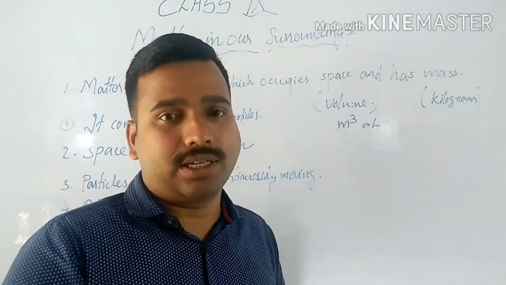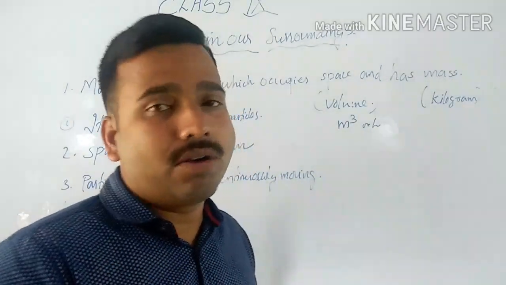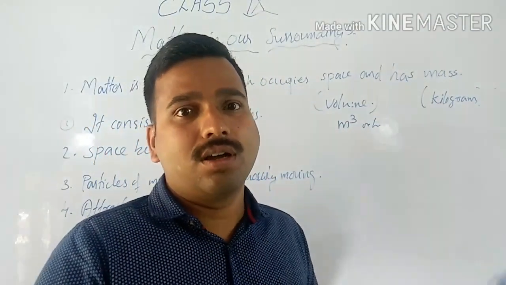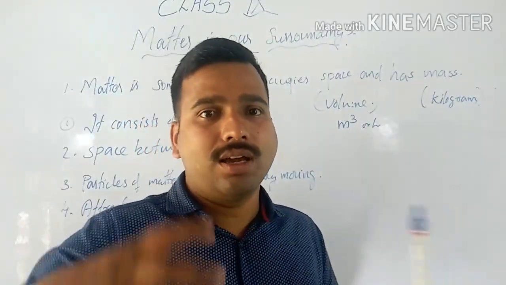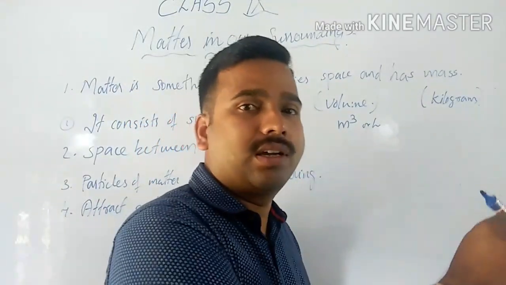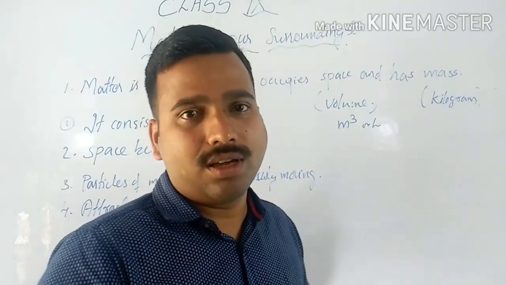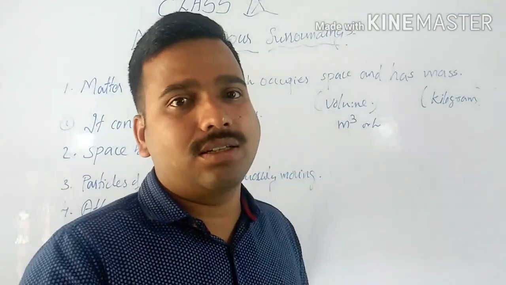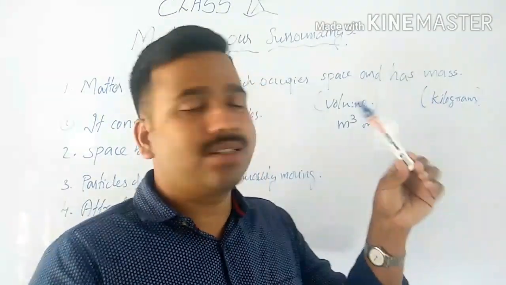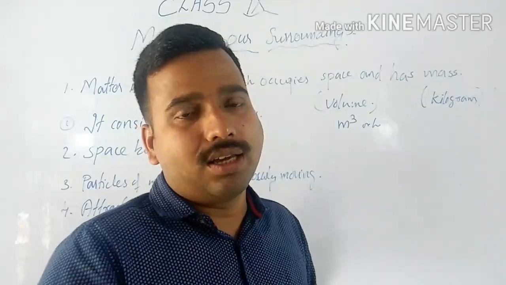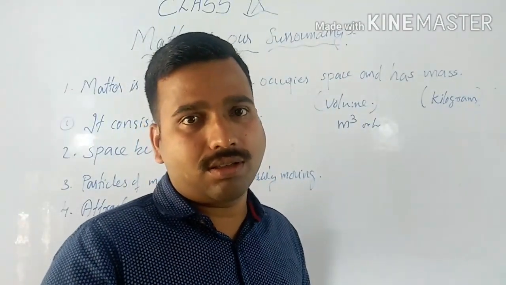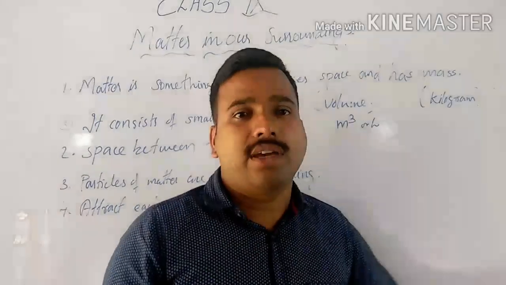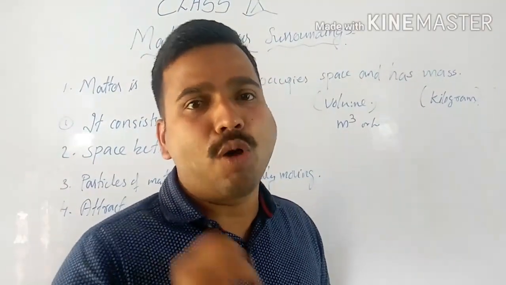So if you look around, you can see a lot of objects which have mass, and if you want to keep them somewhere, they require some space. So something which has mass as well as needs space to occupy, such substances are known as matter. We are going to discuss certain properties of matter.